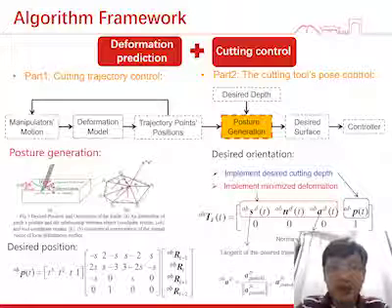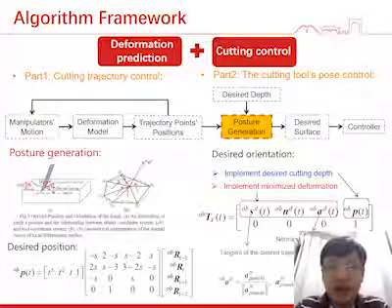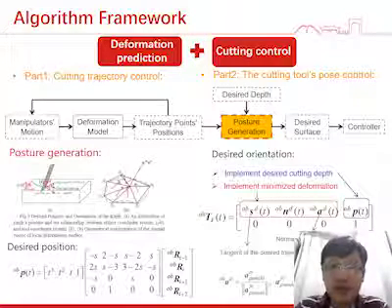The desired position trajectory of the cutting point is as follows. As shown in this figure, we define the desired position of the knife as perpendicular to the local deformation surface and tangent to the desired trajectory, which can minimize the deformation during the cutting process.